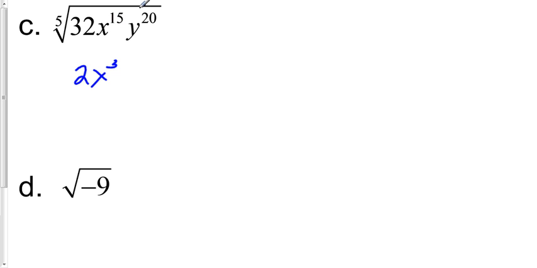And using the same rule where you divide by the index, we're going to get y to the 4th power. Again, why? It's because y to the 4th to the 5th gives you y to the 20th. So our answer here for the 5th root is 2x to the 3rd, y to the 4th. Pretty simple. Okay, and in letter D, we're taking the square root of negative 9. Now, this is not a real number, but we do know that anytime you take the square root of a negative, you get an imaginary number. Since the square root of 9 is 3, the square root of negative 9 is 3i.